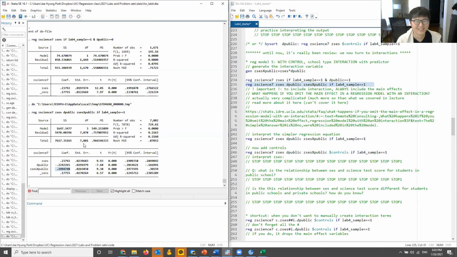Sorry, my brain just stopped working. Showing the difference between public and private schools, the slopes.